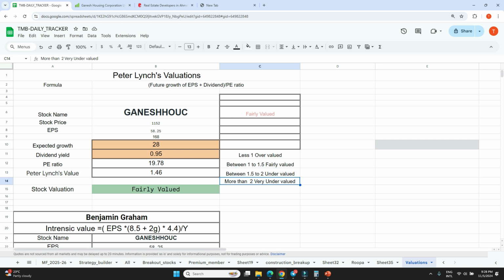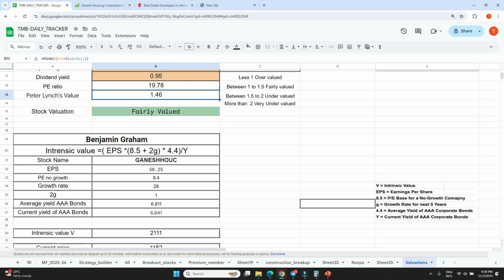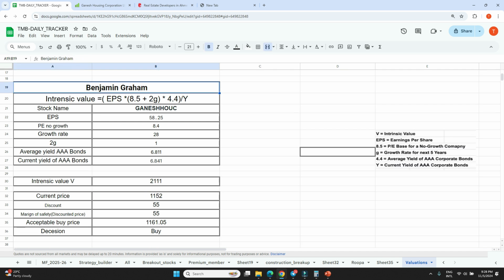Now this is fairly valued. After that, there is another mechanism, the Benjamin Graham mechanism. This is the formula: EPS into 8.5 plus 2G. This 4.4 is the average yield of the bonds. As per the NSE website, go to the NSE website, you can get this average yield and current yield. Search the AAA bond returns, average returns.